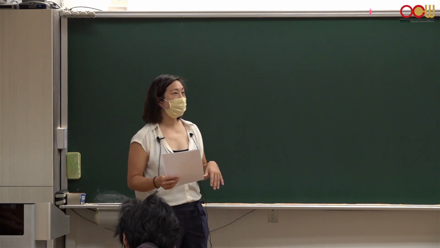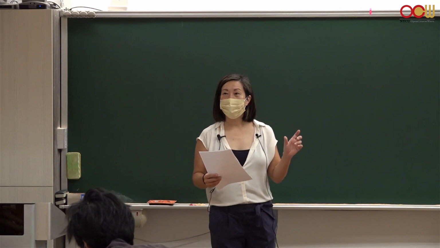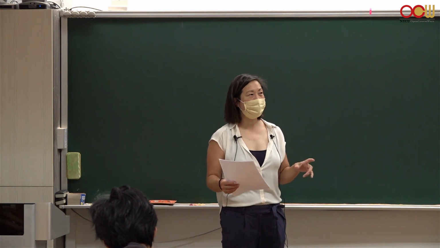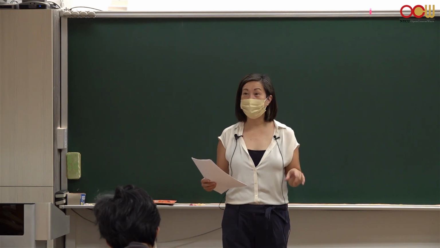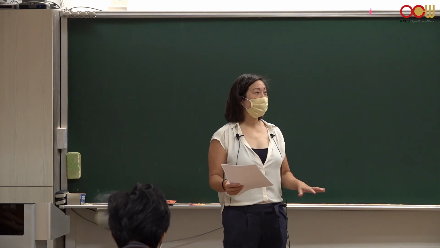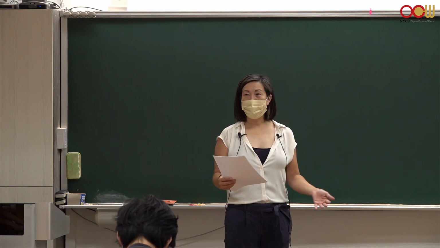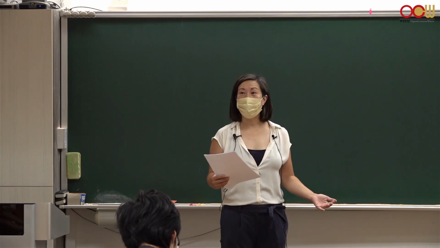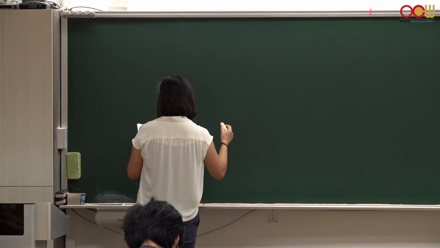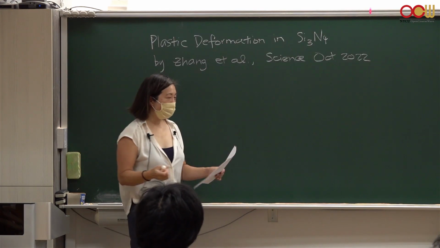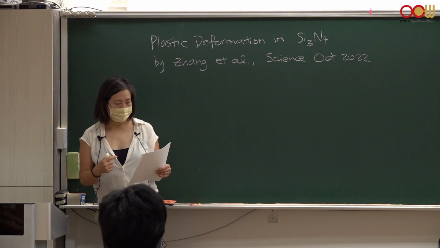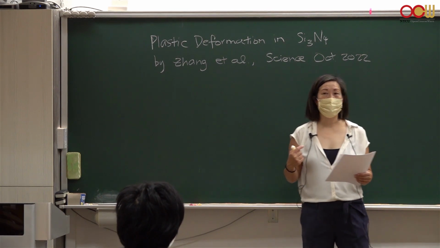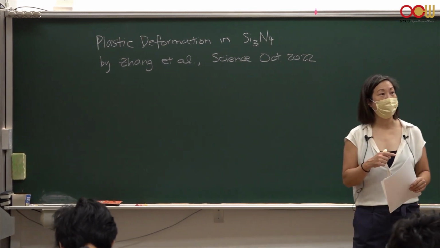I put a paper in your supplemental readings in the E3 portal that talks about a ceramic material that can be plastically deformed at room temperature by up to 20%. So it has a strain of up to 0.2 before it breaks. This is a paper by a group of scientists led by Zane, and it was published in the journal Science in October 2022, so very recently, just last month.